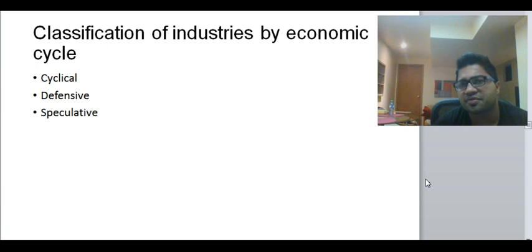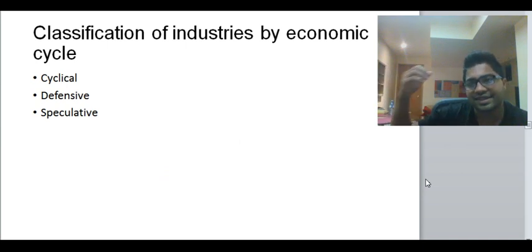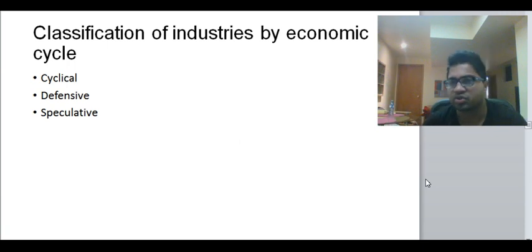You can also classify industry by economic cycle. There are cyclical industries that are extremely dependent on the economy. These industries perform well when the economy is performing well, and they generally suffer in sales and profit when the economy goes into recession. An example of this is infrastructure, meaning house building and all. When the economy is performing well, the infrastructure industry generally does well, but when the economy goes into recession, that industry struggles.